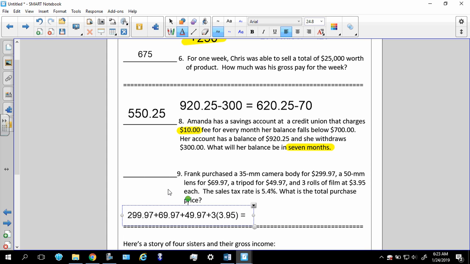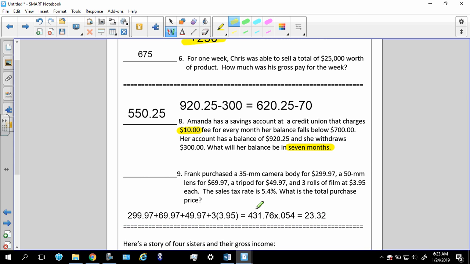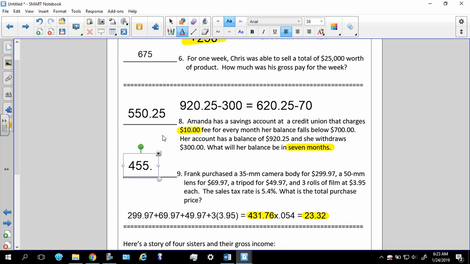So that equals $431.76. But the sales tax rate was 5.4%, so I've got to multiply that by 0.054. And when I do that, I get $23.32 in tax. So at this point, I take my subtotal and add my tax to it. And when I do that, I get an overall purchase price of $455.08.